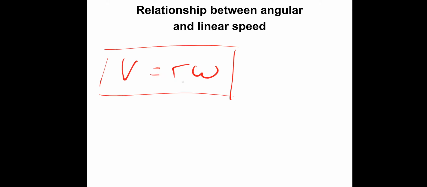Linear speed is equal to r times omega. So this is really important. V, linear speed, is in meters per second. r is radius in meters. And omega is angular speed, which is radians per second. Going to be using that one momentarily. Let's have a look.